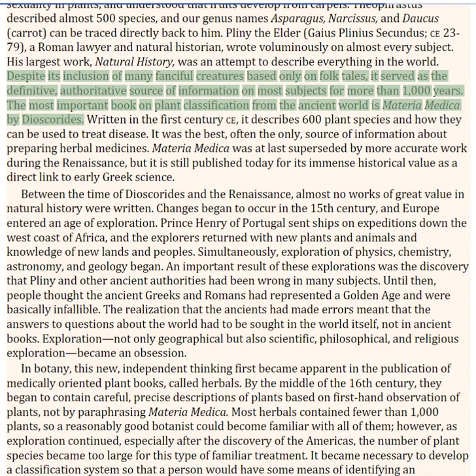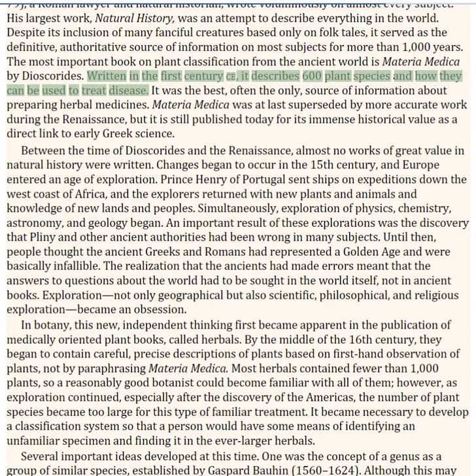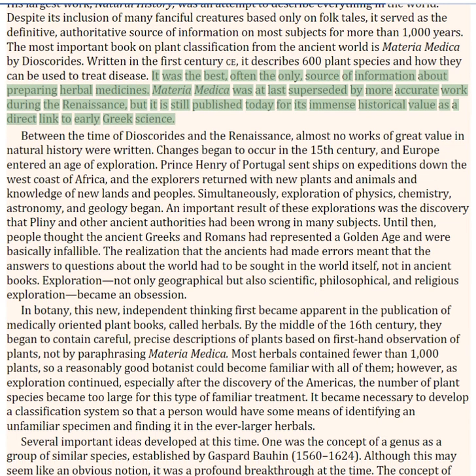The most important book on plant classification from the ancient world is Materia Medica by Dioscorides. Written in the 1st century CE, it describes 600 plant species and how they can be used to treat disease. It was the best, often the only, source of information about preparing herbal medicines. Materia Medica was at last superseded by more accurate work during the Renaissance, but it is still published today for its immense historical value as a direct link to early Greek science.